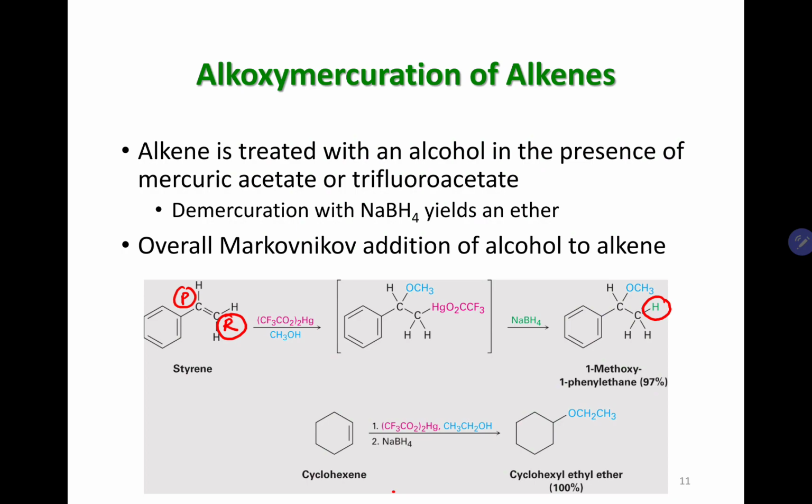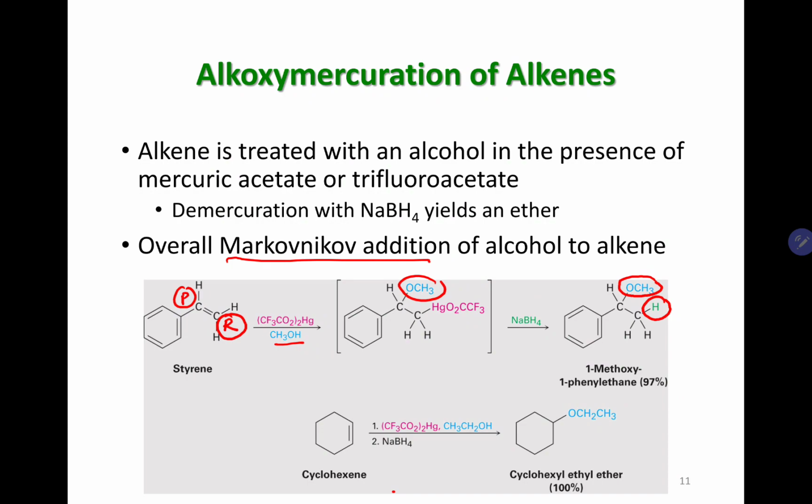So where did you get the alkoxy group from? It is from the alcohol. The alcohol will provide the ether group, the alkoxy group. So this is also Markovnikov addition. Why? Rich gets richer: the rich carbon gets the hydrogen, and the poor carbon receives the alkoxy group. Poor carbon gets the alkoxy group.